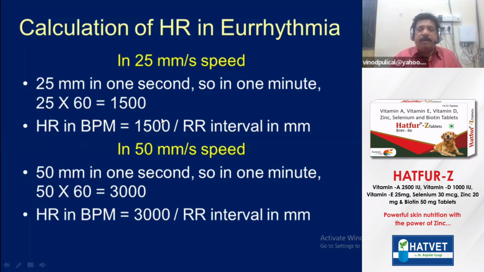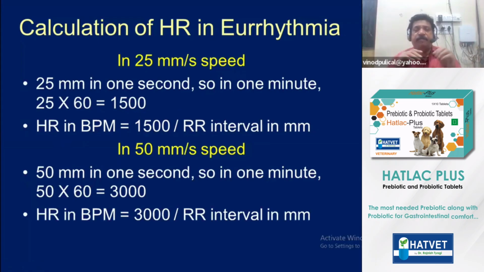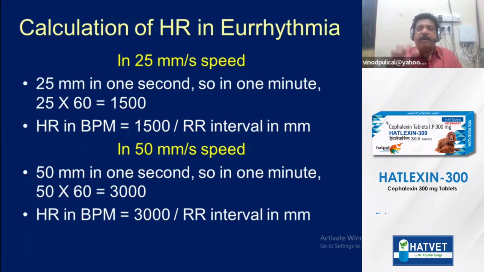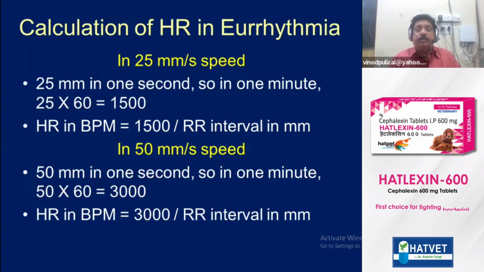Suppose the RR interval is 10 small boxes. What is the heart rate at 25 millimeter speed? 1500 divided by 10, that is 150. It is a normal heart rate. So once again, how will you calculate the heart rate in a regular rhythm? It is at 25 millimeters per second speed.